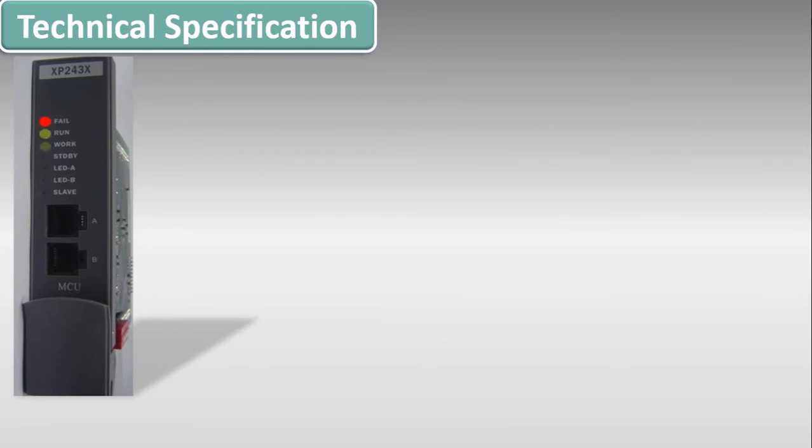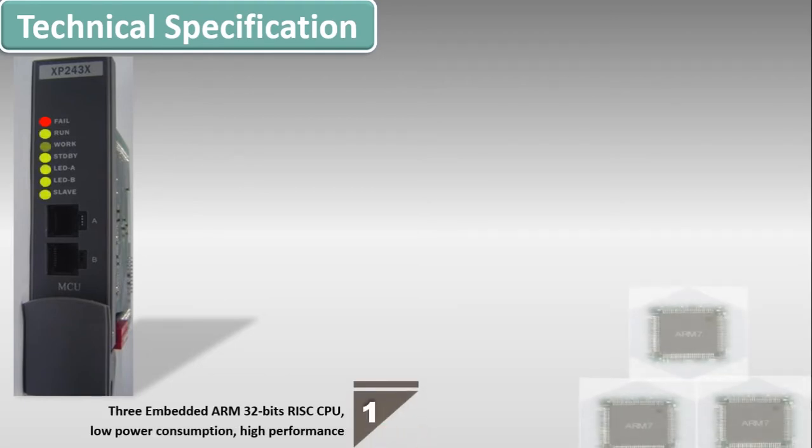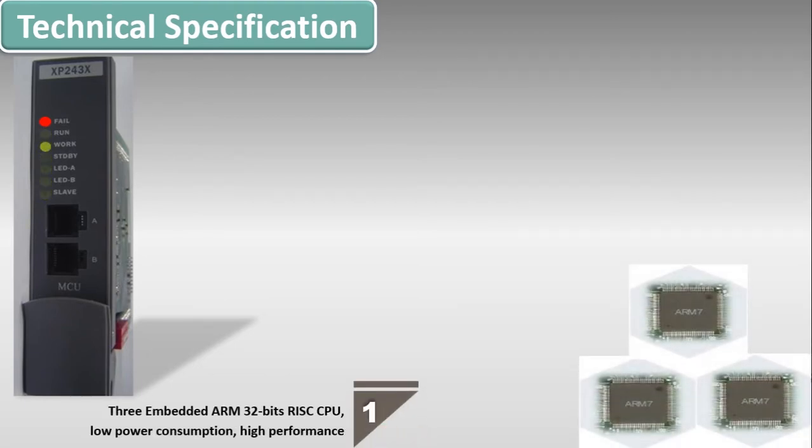First we see the technical specification of a controller. A controller contains 32-bit embedded CPUs that cooperate together to process the control function, network functioning, I/O processing, and see the redundancy of a system all together.